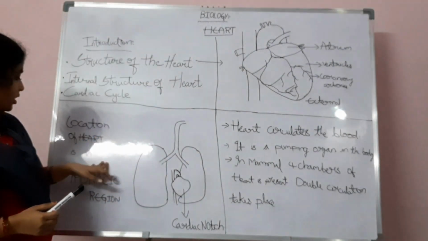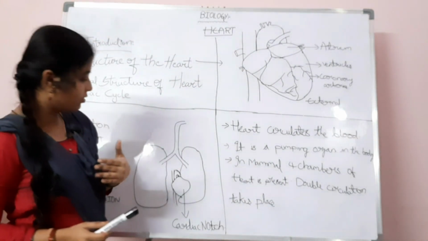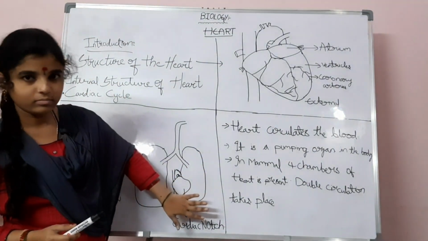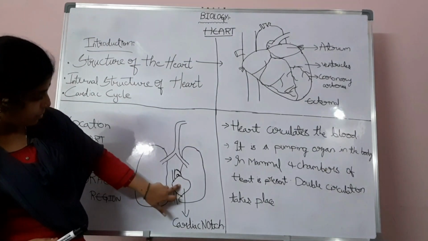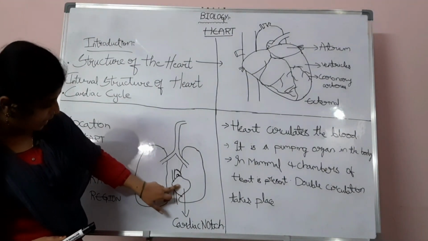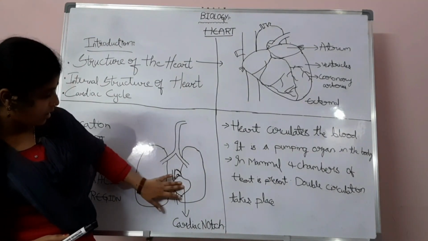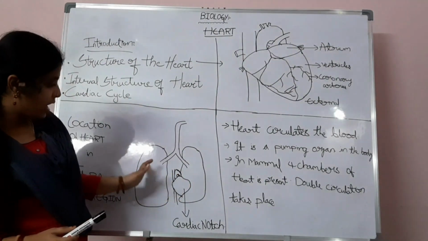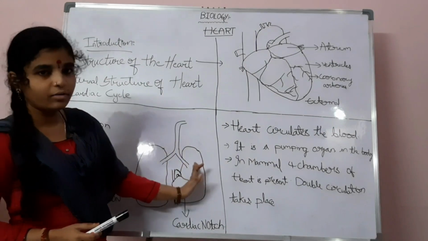Our heart is located in the thoracic region, in between the two lungs. Here you can see the picture of this. Here the cardiac notch is present where the heart sits, and due to the presence of the heart, the right lung is larger than the left lung.